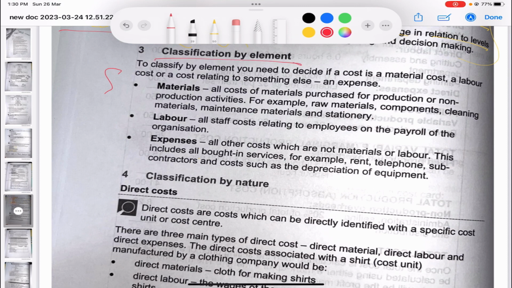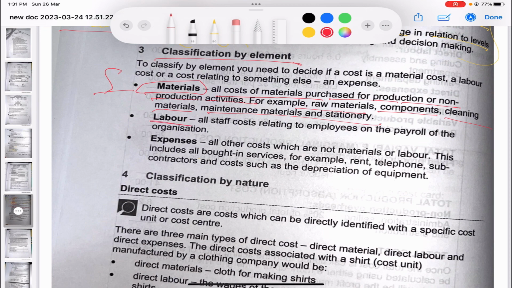Let's begin with classification by element. How do you classify by element? Material, labor or expenses. Okay, so first is material. What do you understand by material? Something which you can see, something you can feel, something you can touch. All costs of materials purchased for production or non-production activities. Raw materials, components, cleaning materials, maintenance materials. All of this is material, something you can touch and feel, right? Something which is used in the process. So those are called materials.